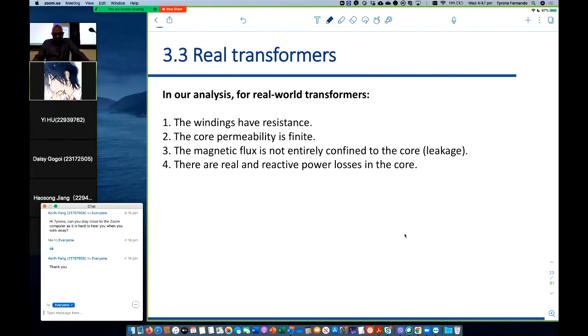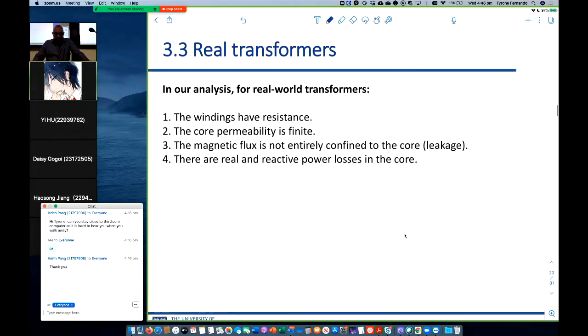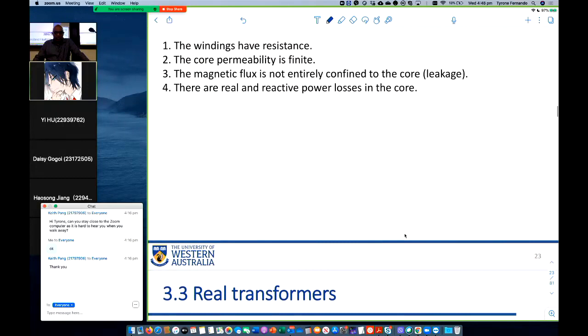The magnetic flux is not entirely confined to the core. Previously, we assumed there is no leakage flux, that it is entirely confined to the core. So here we will assume there is some leakage flux. We will also assume there are some losses. There are active and reactive power losses in the core of the transformer. So we're not going to have simplified assumptions like in the ideal transformer case.